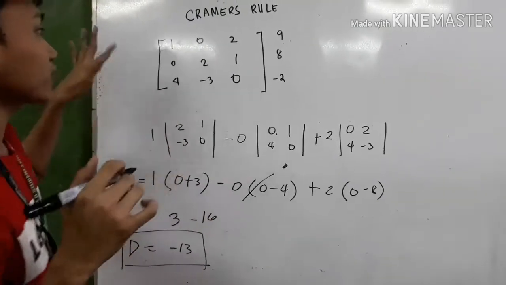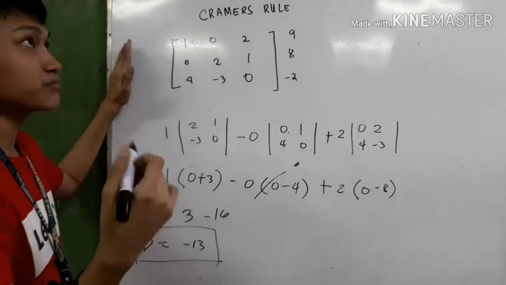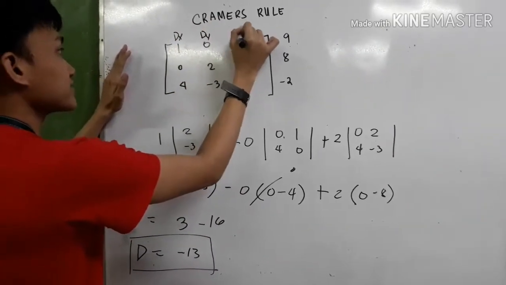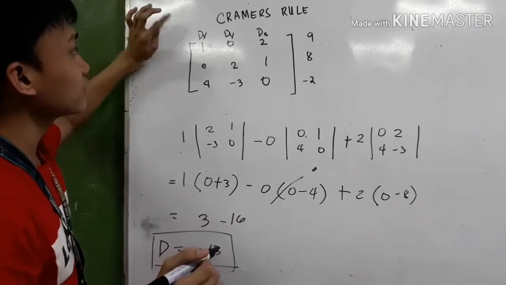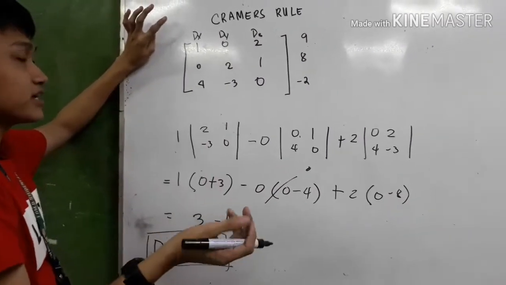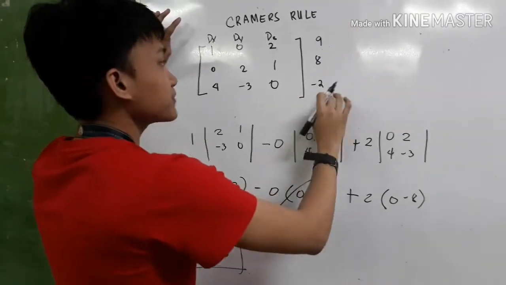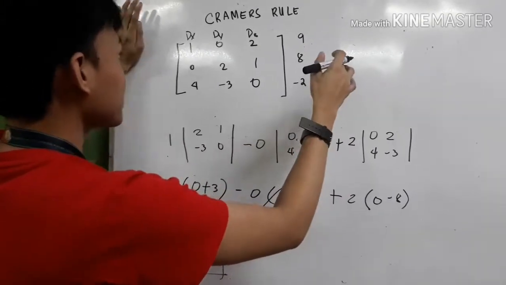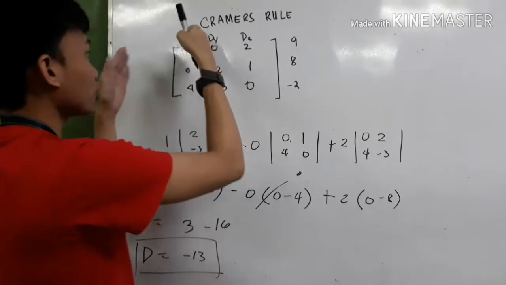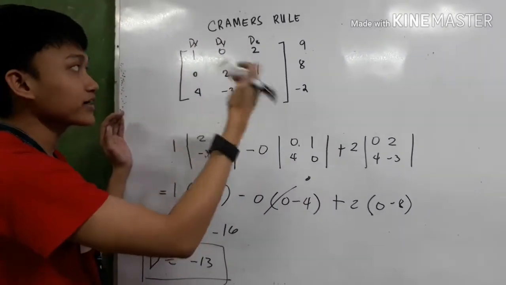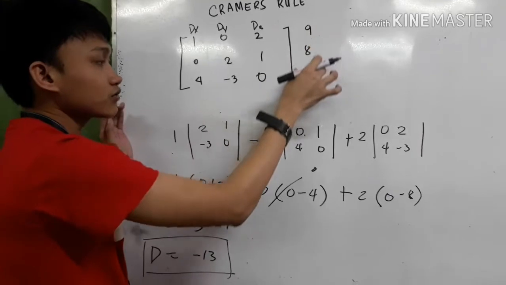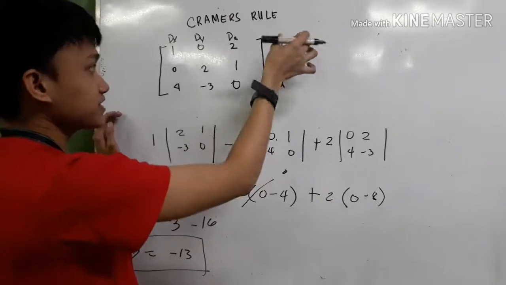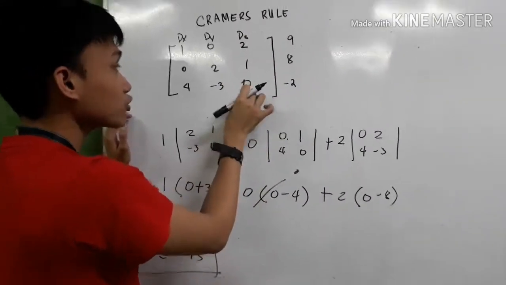But if we need to find the value for each variable, let's call them D of x, D of y, and D of z. In order to find the values of D of x, D of y, and D of z, we will substitute the constants into the coefficient columns. We substitute this column to this column for the D sub x. If we find the D sub y, let's substitute this column to the column for the D sub y. And lastly, for the D sub z, let's substitute it for the column for this.